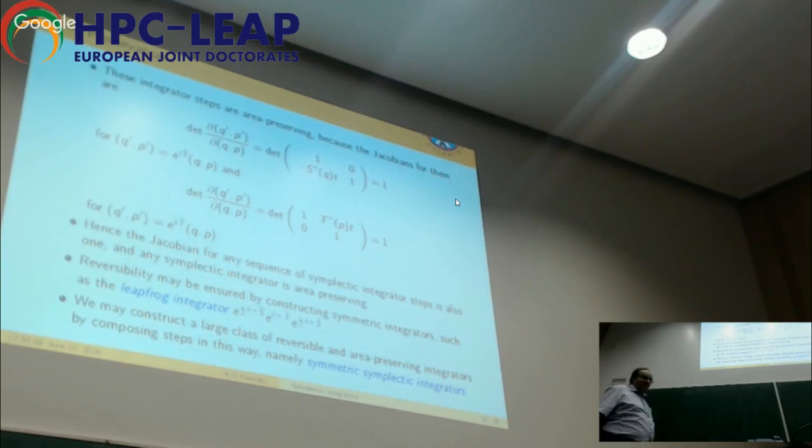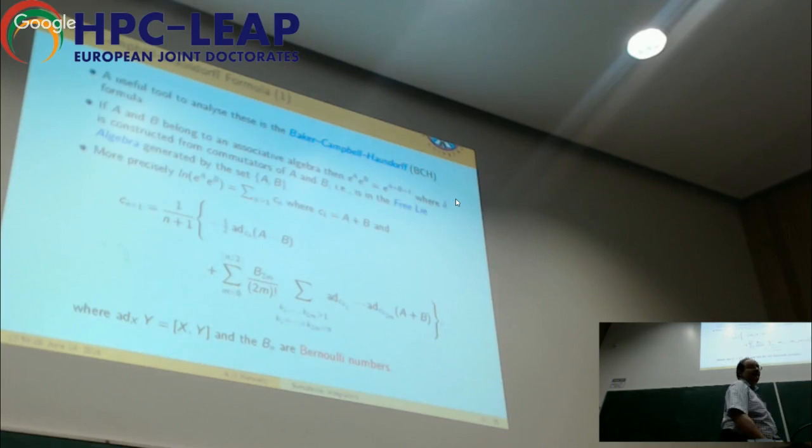Okay, so this class of integrators has some very nice properties, and we can study perhaps the most interesting property by making use of an identity known as the Baker-Campbell-Hausdorff formula. This was first written down around the 1890s, around 1900. I think Baker was in 1890, and the other two slightly later.